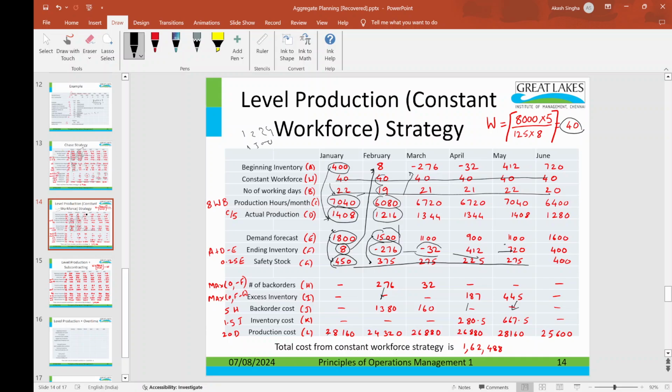1408 into 20. How much will we produce in this one? 1216 into 20. So this will be the production cost. So total again we can calculate 1380 plus 160 plus 2815, and all these values will be the total cost from the workforce, energy.